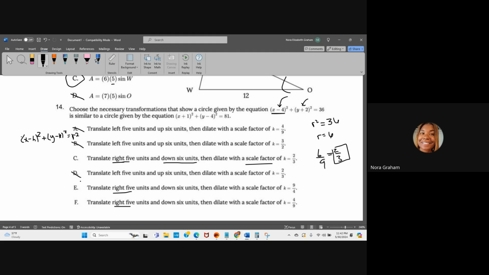And so that's going to be our answer right there. I kind of want to say it might be D, but we'll go with C for right now. It's just the sign changes in here are tripping me up.